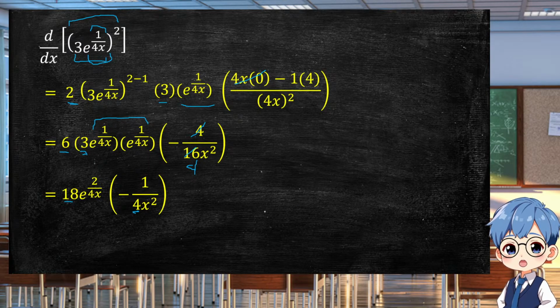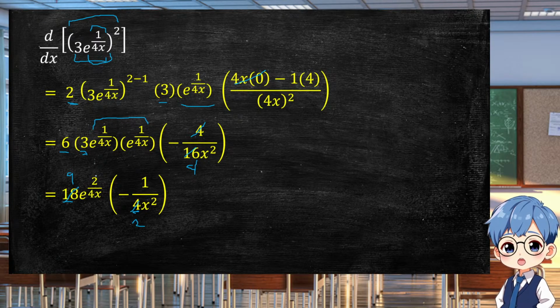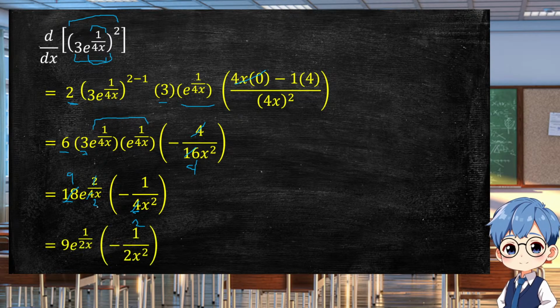So we can still simplify further. For 18 and 4, the common factor is 2. So 18 divided by 2 is 9. 4 divided by 2 is 2. And then here, this can be just 1 over 2x. So we will have something like this. And then lastly, we just combine further. So for combining further, we'll get negative 9e to the power 1 over 2x over 2x squared.